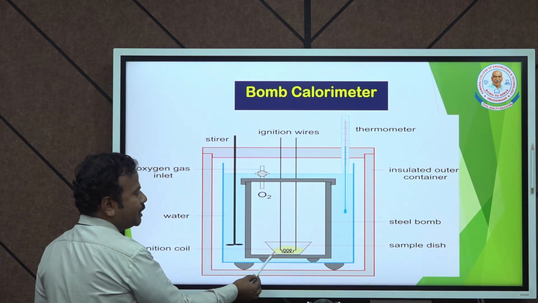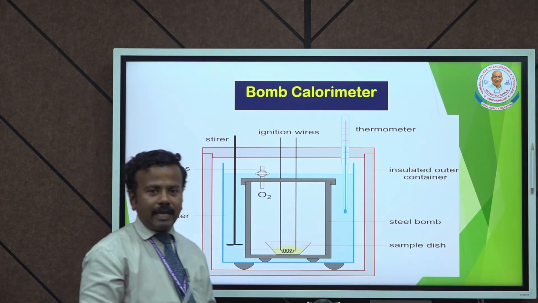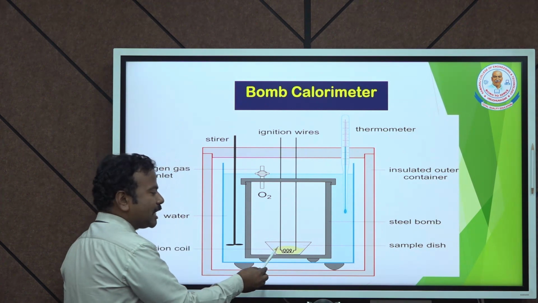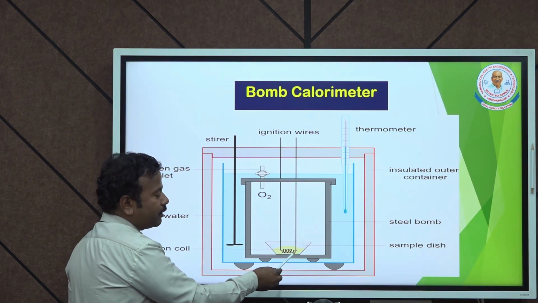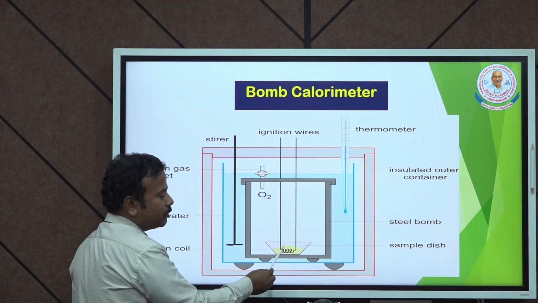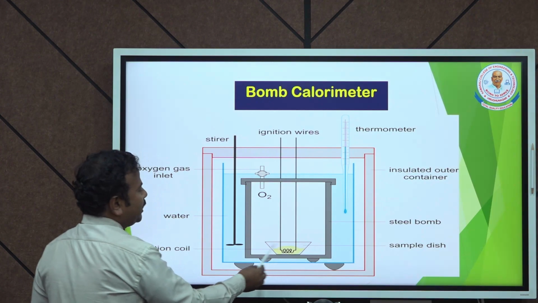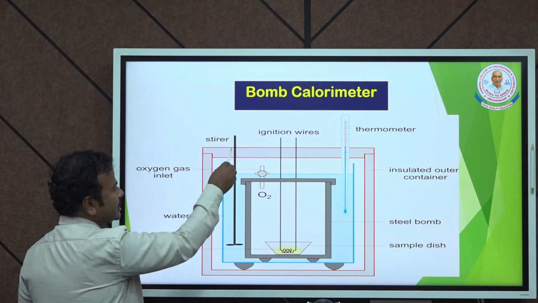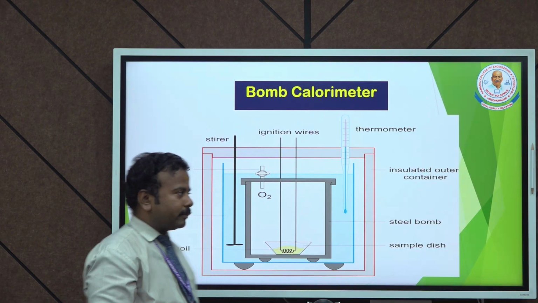This is the sample dish, where the coal sample containing sulfur is taken. The sulfur is burnt with oxygen to produce sulfur dioxide, that is, S is burnt in oxygen to form SO2. The reaction is carried out here, and this is the oxygen inlet and this is the stirrer. This setup is called the bomb calorimeter.